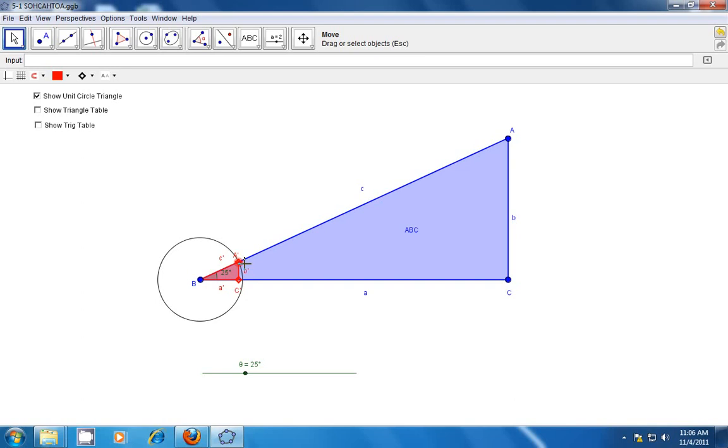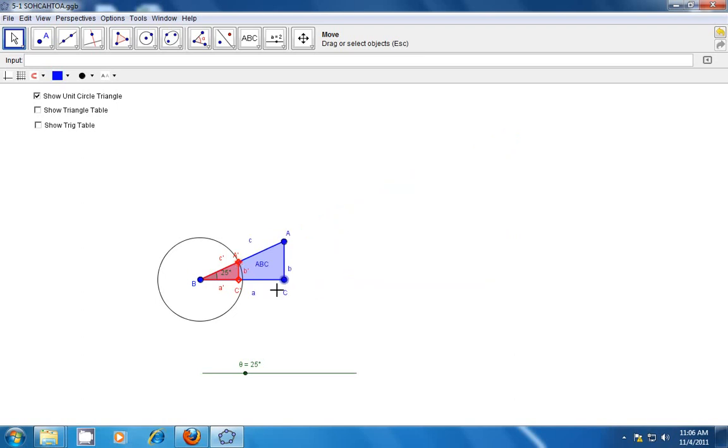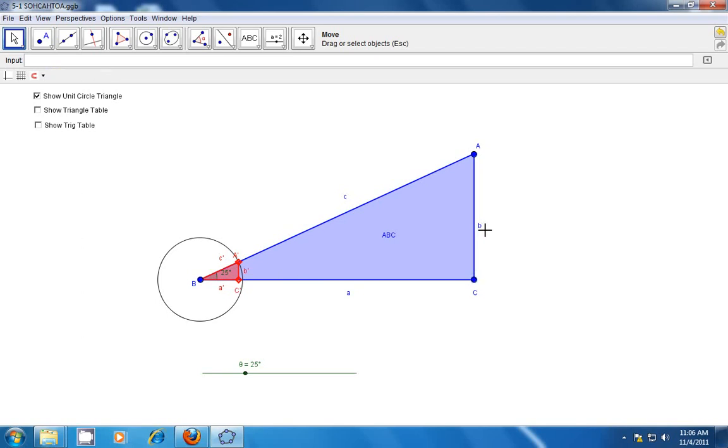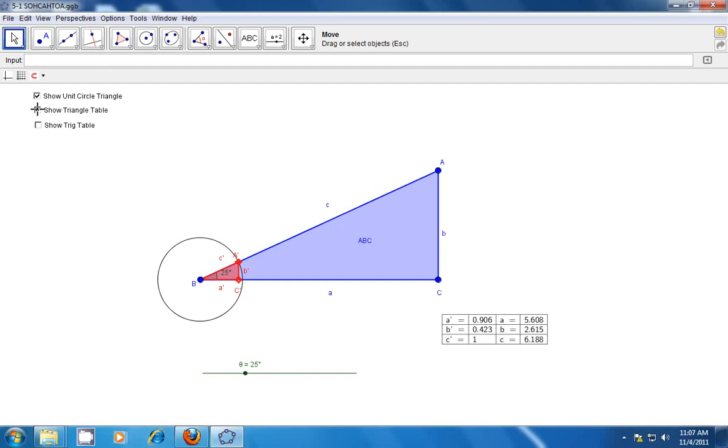What I'm doing is I can stretch this out as short or as long as I want. And the ratio between side B and side C, the opposite B to the hypotenuse C, will be the same no matter if I make B and C much smaller or much larger. To demonstrate that, I'm going to give you a triangle table. In the bottom corner, I have my results. Here's B. This length right now is 2.615. C, down here at the bottom, is 6.188.